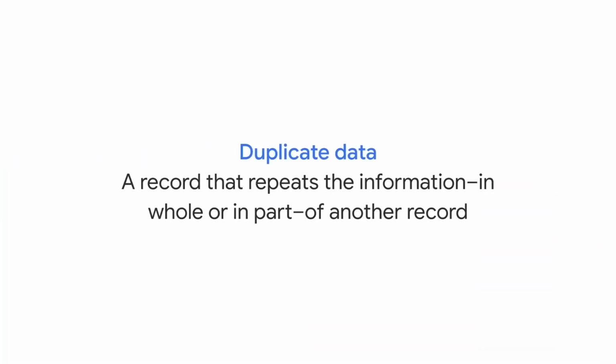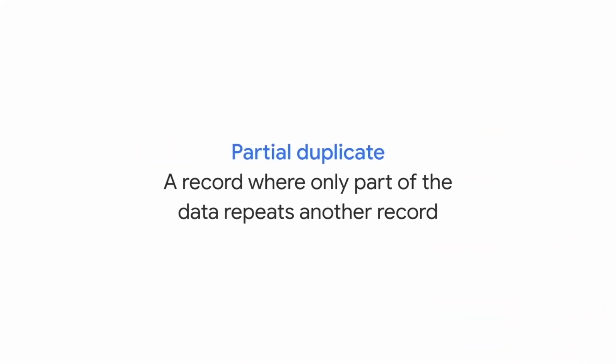Hi, in this video, you will learn about one of the most common errors you'll deal with as a cloud data analyst: duplicate data. Duplicate data is a record that repeats the information, in whole or in part, of another record. There are two types of duplicate data, partial duplicates and exact duplicates.